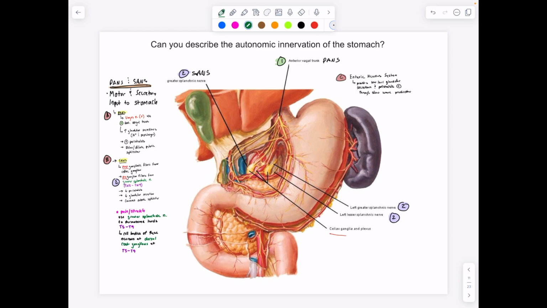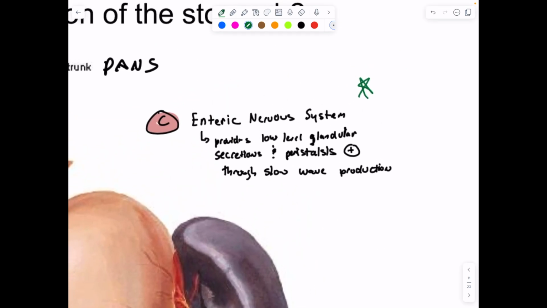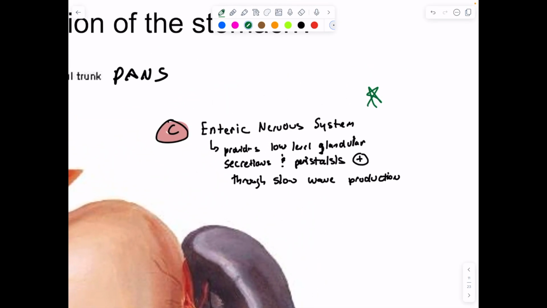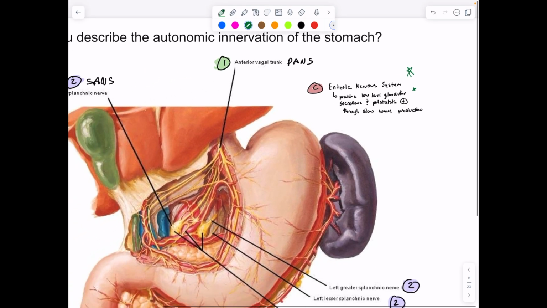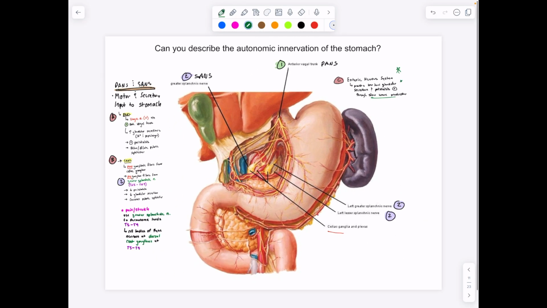So we have the enteric nervous system, which we know is associated with the GI tract overall, and we know that produces the slow wave, which gets our smooth muscle close to the action potential threshold. The enteric nervous system can provide low-level glandular secretions and help with peristalsis through slow wave production. Through those cardial cells that are between the longitudinal and circular muscle layers, the sympathetic and parasympathetic nervous system.